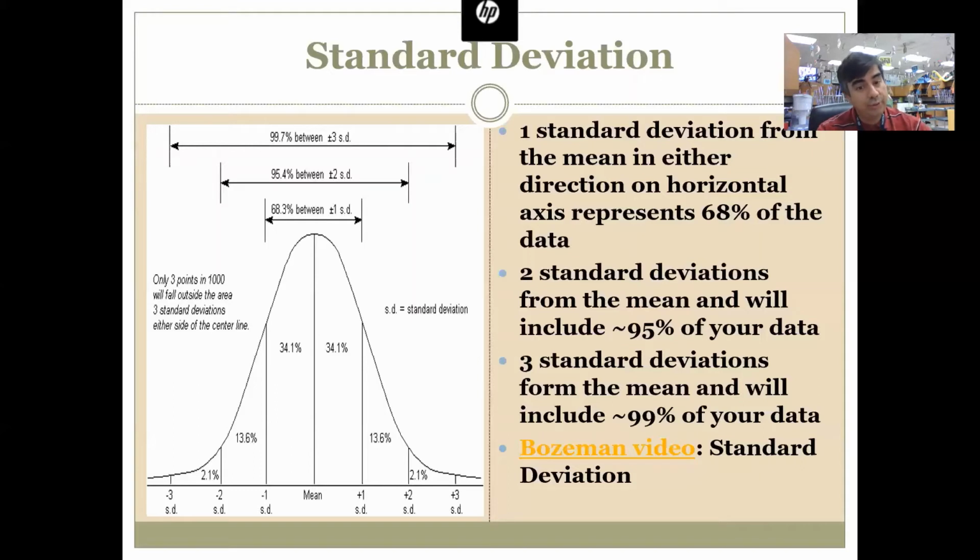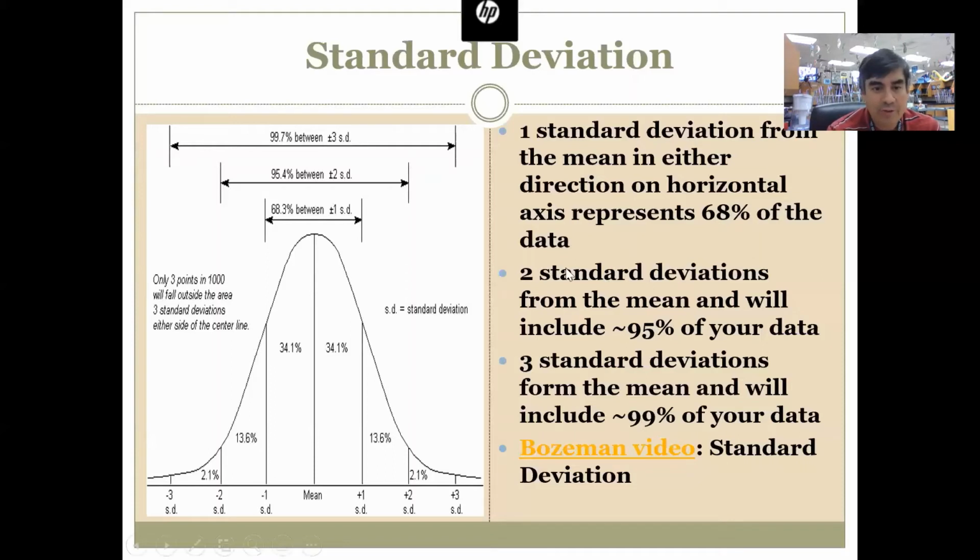What about 2 standard deviations away? Well, 2 standard deviations away tell us that 95% of our data will be within 2 standard deviations of the mean. So if my standard deviation was 5, but now I want 2 standard deviations, all I have to do is double my 5. 5 plus 5 is 10.